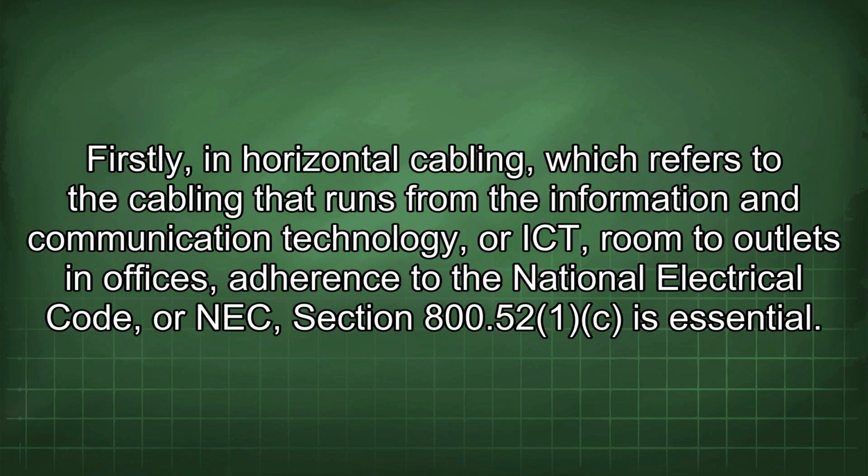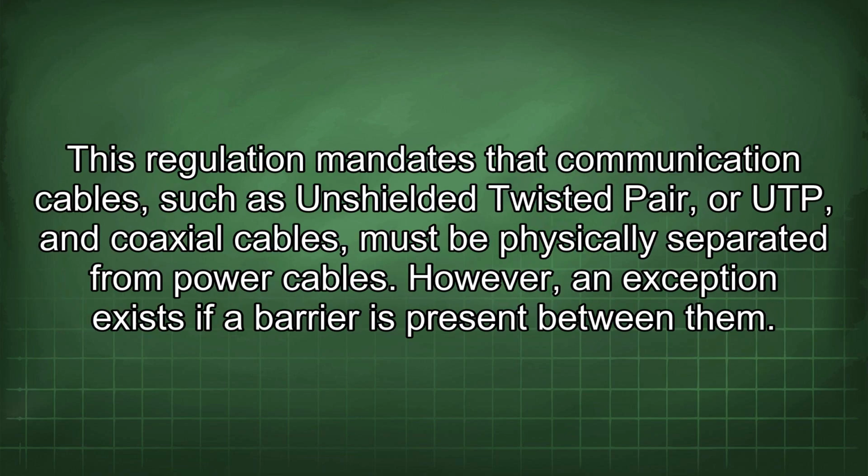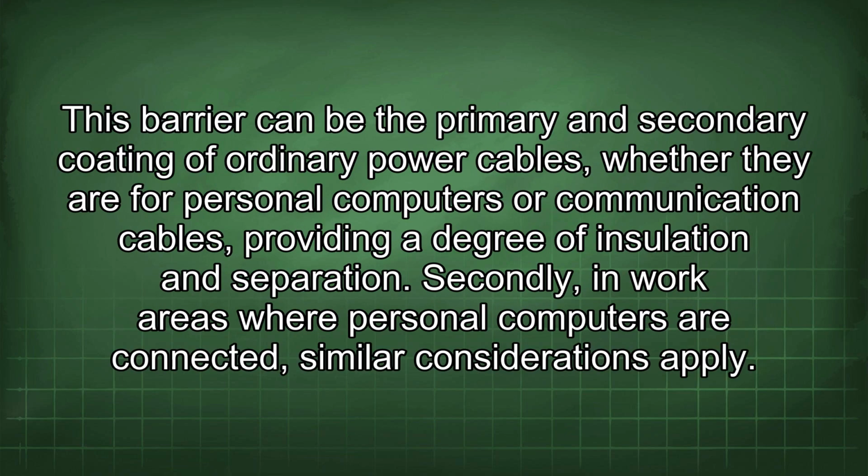Firstly, in horizontal cabling, which refers to the cabling that runs from the Information and Communication Technology, or ICT, room to outlets in offices, adherence to the National Electrical Code, or NEC, Section 800.52 is essential. This regulation mandates that communication cables, such as unshielded twisted pair, or UTP, and coaxial cables, must be physically separated from power cables. However, an exception exists if a barrier is present between them. This barrier can be the primary and secondary coating of ordinary power cables, whether they are for personal computers or communication cables, providing a degree of insulation and separation.